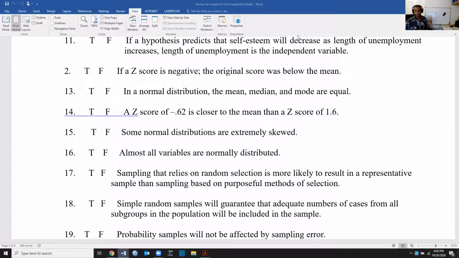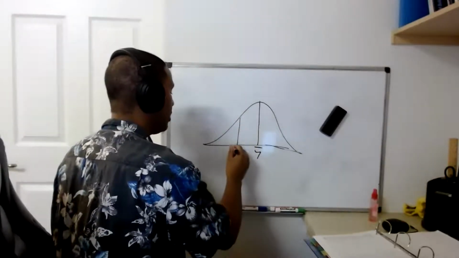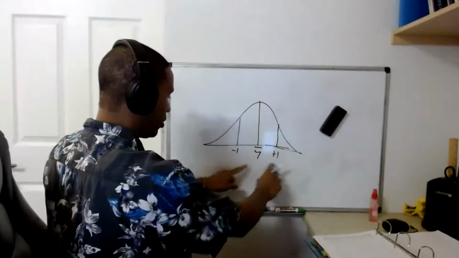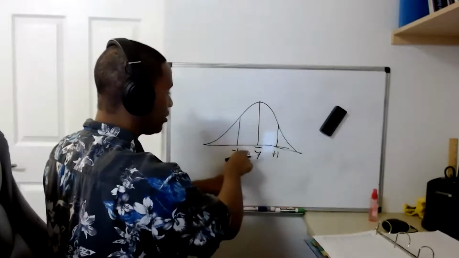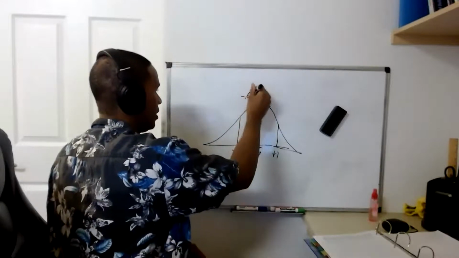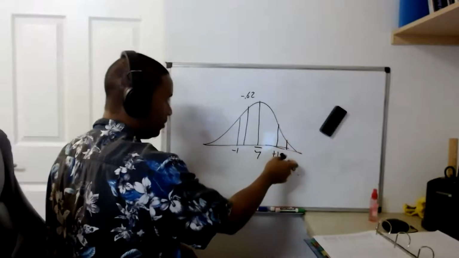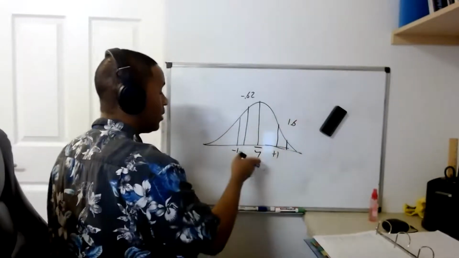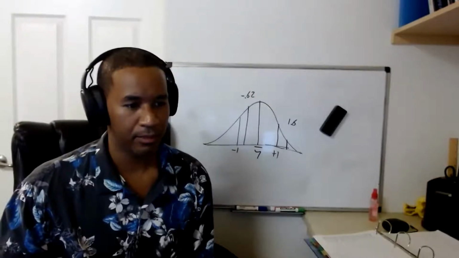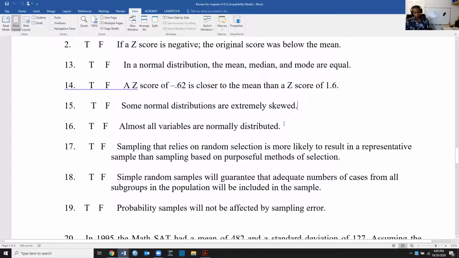So if we're thinking about it kind of like the way we drew that graph, here is a z-score of -1, and here's the z-score of +1, okay? Now they're equal distance apart, but a z-score of -0.62 hasn't even gotten to that -1. So a z-score of -0.62, I'm going to put it over here, has not even gotten to one z-score or one standard deviation away. But a z-score of 1.6 is past this one. So a z-score of 1.6 is further away from the mean than a z-score of -0.62. Anybody have any questions about that? Okay, good.